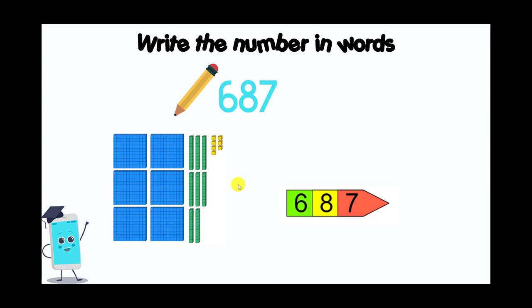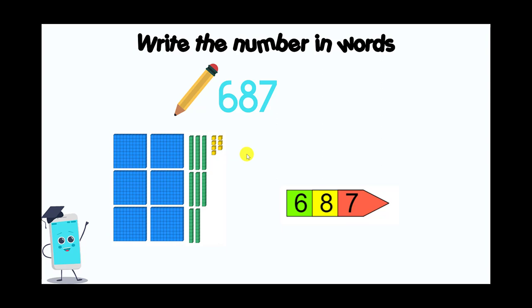Well, I could use these resources to help me if I wasn't sure just looking at the number. But I have 600 and I have 80 and 7. Now, we don't usually separate our tens and our ones number. We don't say 80 and 7, we say 87. So I've got the number 687, and I need to write that in words.